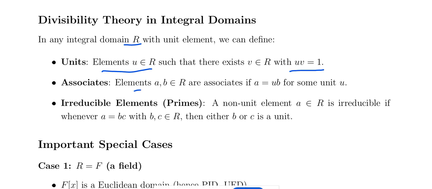We already saw this yesterday. Associates: two elements belonging to R, or we can take an element as u into b, where u is a unit, and a unit means there exists another element such that the product is equal to 1. Similarly there is an irreducible element: a non-unit element a belonging to R is irreducible if, when we write a equal to bc with b, c belonging to R, either b or c must be a unit. If so, that is called an irreducible element, or we can call it a prime element.